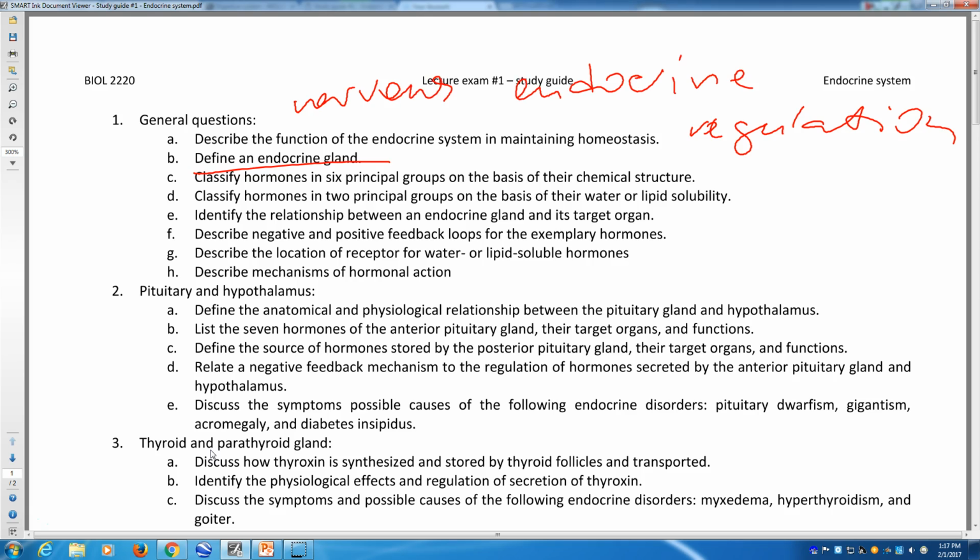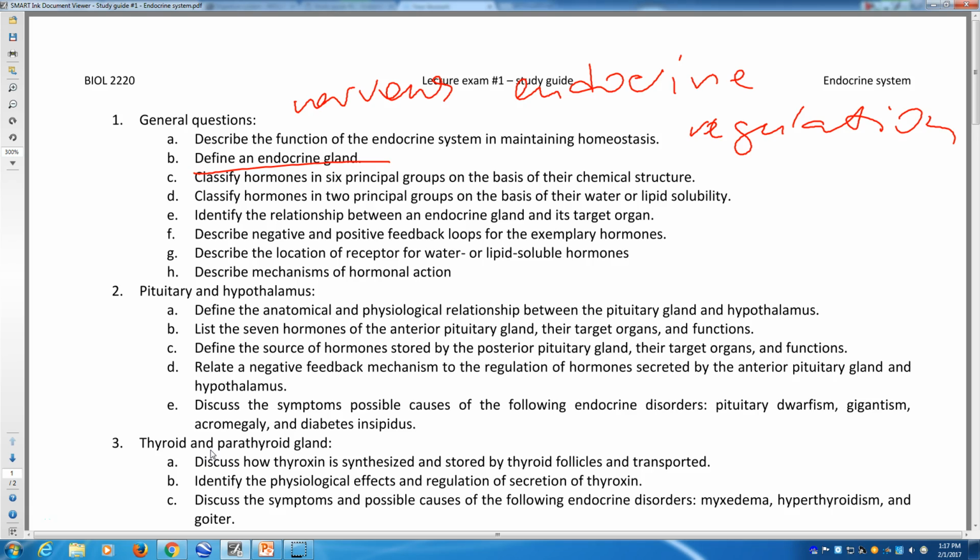So, one, nervous is local and fast, right? Endocrine is slower, but its actions are systemic because hormones enter the blood. Does that make sense? Good.